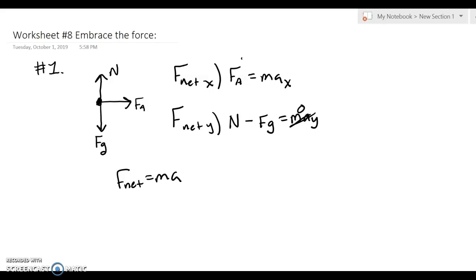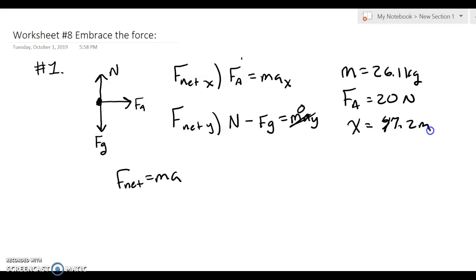Now we go back to the original problem and look at the numbers they gave us. The mass of the marble was 26.1 kilograms. The applied force was 20 newtons. They gave us a distance of 47.2 meters, but it doesn't seem like we need that at all for this problem. We don't need to worry about that because it's asking for the acceleration.